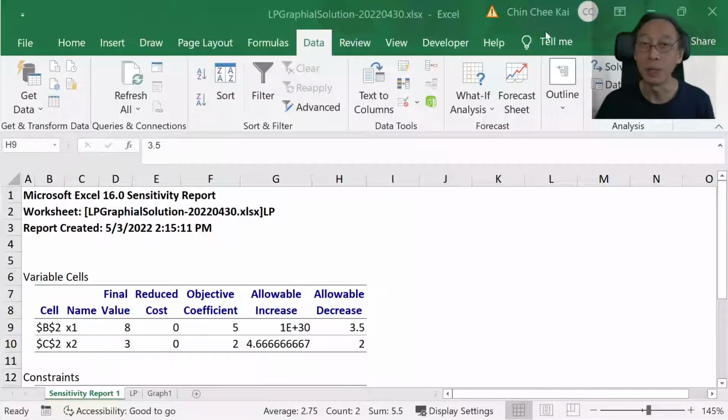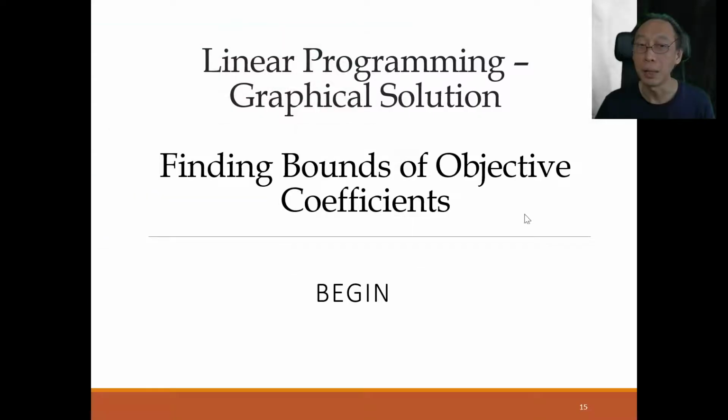So let's come back to our screen here. And essentially, we are done with finding the bounds of objective coefficients. See you in the next section.